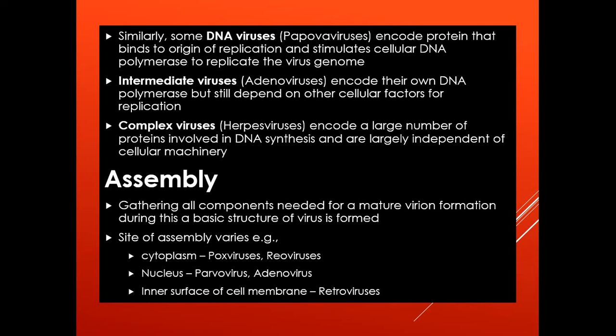Assembly is the gathering of all components needed for mature virion formation. During this, the basic structure of the virus is formed. There are different sites of assembly. Some viruses are assembled in the cytoplasm, other viruses are assembled in the nucleus, and some viruses are assembled on the inner surface of the cell membrane, like retroviruses. The viruses assembled in the nucleus include parvoviruses and adenoviruses. The viruses assembled in the cytoplasm are poxviruses and reoviruses.